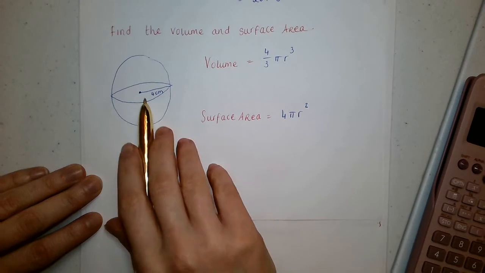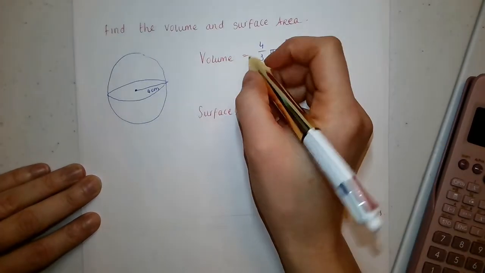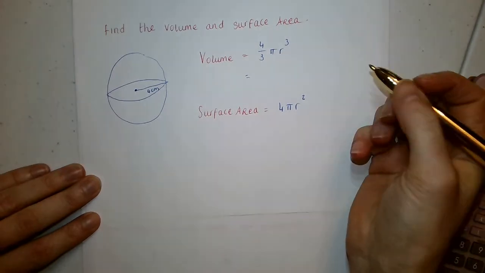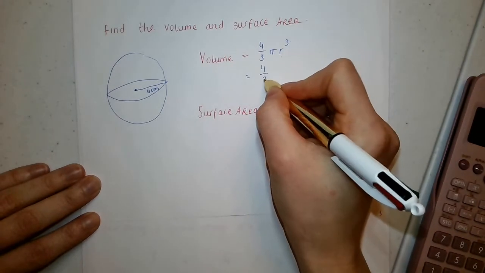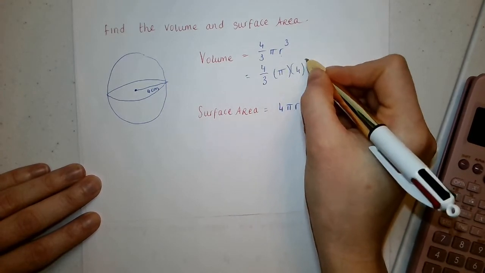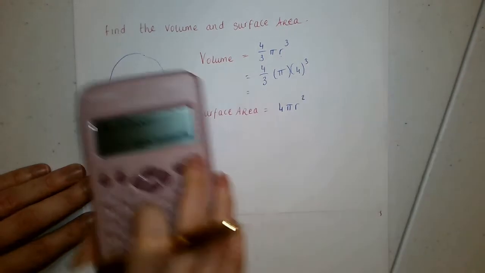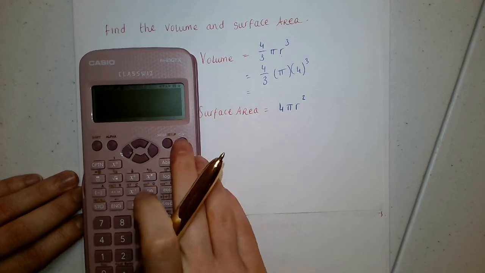We can see here clearly that the radius is 4. So all that we do is we're going to sub in 4 into the volume formula, which is 4 over 3 pi r cubed. Okay, so 4 over 3 multiplied by pi multiplied by 4, and that's cubed. And guys, we're just going to put that into our formula, and we're going to give each of these answers in terms of pi. So that means pi will be in our answer.